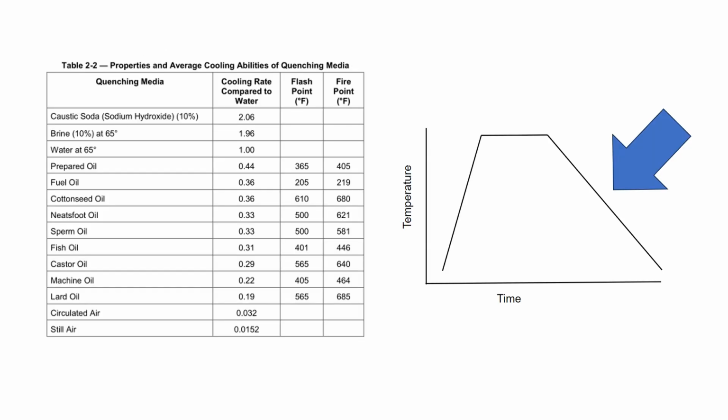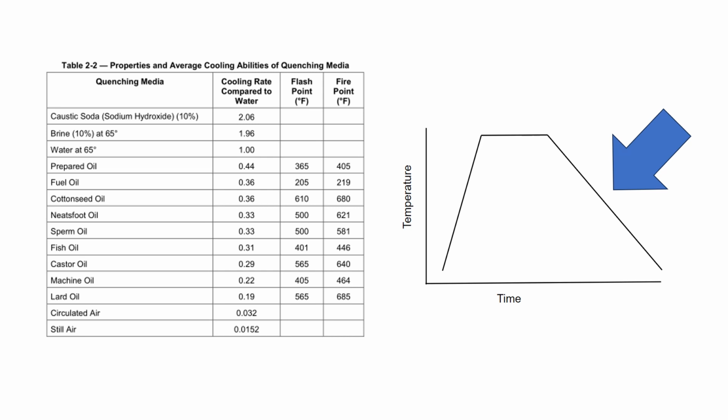So here's a table of properties and average cooling abilities of quenching media. I snagged this one out of a military manual, and you can see that it tells you the cooling rate compared to water. Caustic soda, sodium hydroxide, 10% is 2 times the cooling rate compared to water. Brine, 10% at 65 degrees. Well, that seems to be double the cooling rate of water. Well, then you get to prepared oil. These oils, their cooling rate is less than half the cooling rate of water, just pure water.